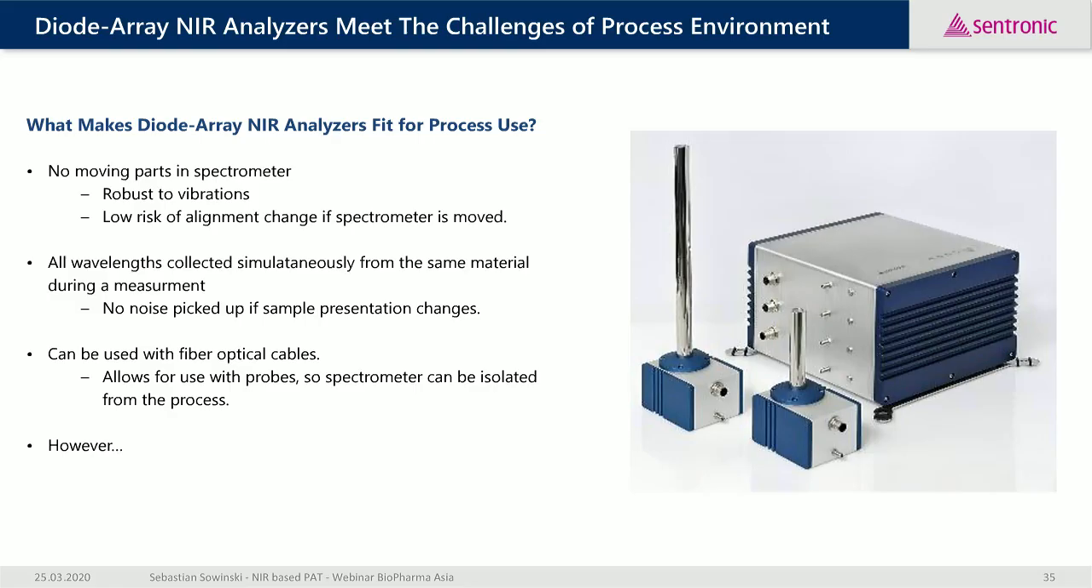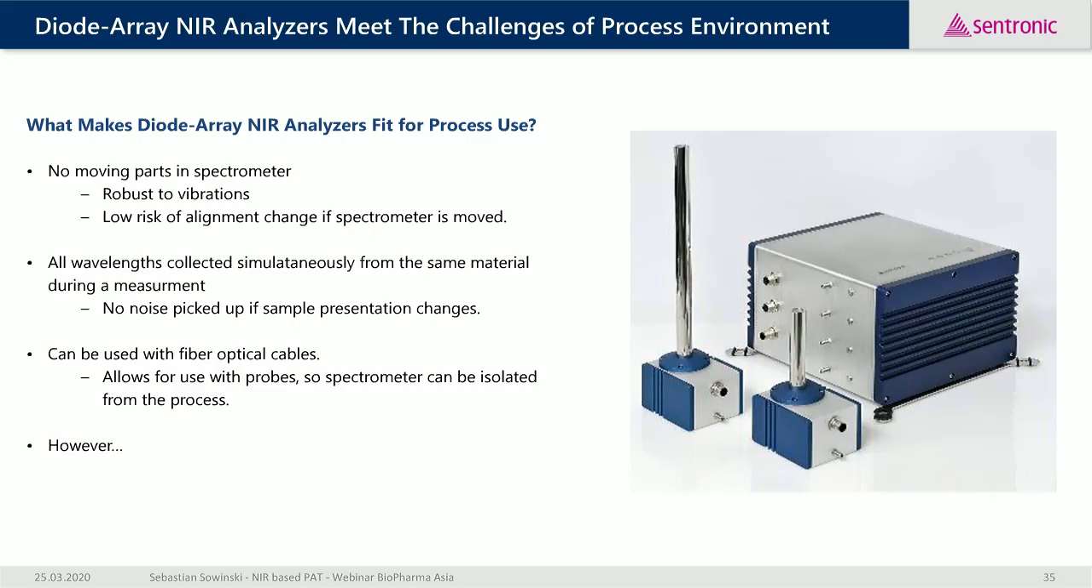So it is fully robust against vibrations. It has a very low risk of misalignment if the system itself is moved, and it has superior long-term stability over many months and years. A further advantage of a diode array spectrometer is the fact that all wavelengths are collected at the same time, so it's more like a photo, and there is no noise picked up as the sample presentation changes. During the measurement of a moving product, that can easily happen, and I have a few slides later on which show how this can be handled with the NIR diode array spectrometer.